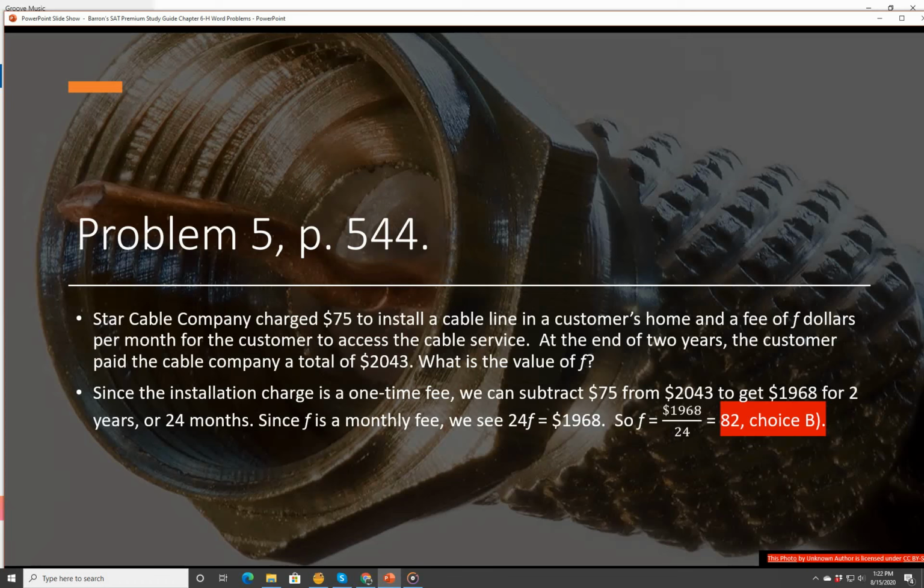At the end of 2 years, the customer paid the cable company a total of $2,043. What is the value of F?